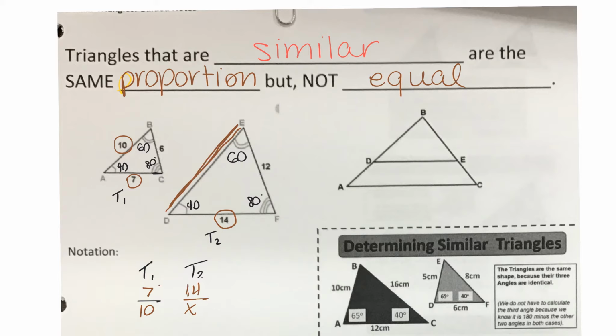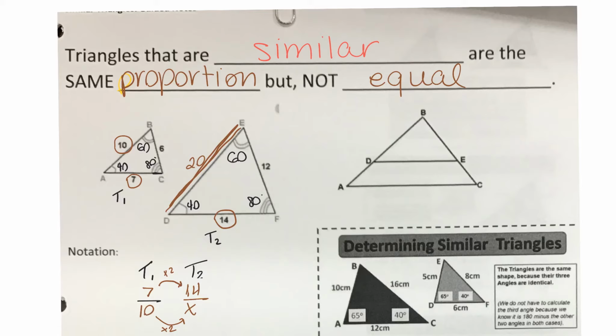Look what's happening. To go from 7 to 14, you're multiplying by 2, which means this is also going to need to multiply by 2. So therefore, that x has to be 20. So we know that this side is 20.